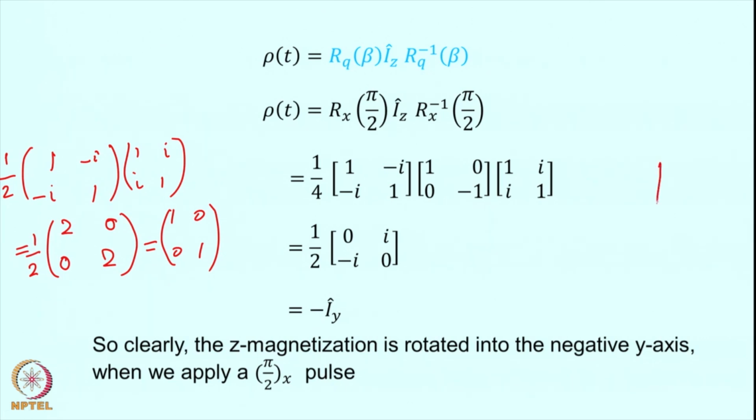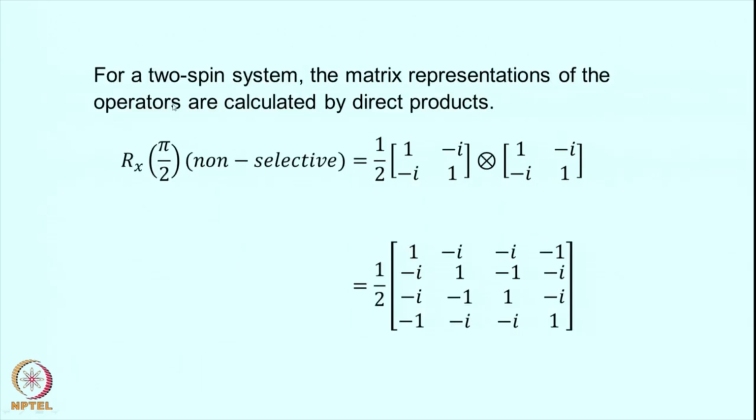So if I had the Z magnetization here, and if I applied the x, this is the xyz coordinate axis, and this rotates the transverse magnetization along this. So I get here magnetization rotation to minus I_y. So clearly the Z magnetization is rotated onto the negative y axis. Okay.